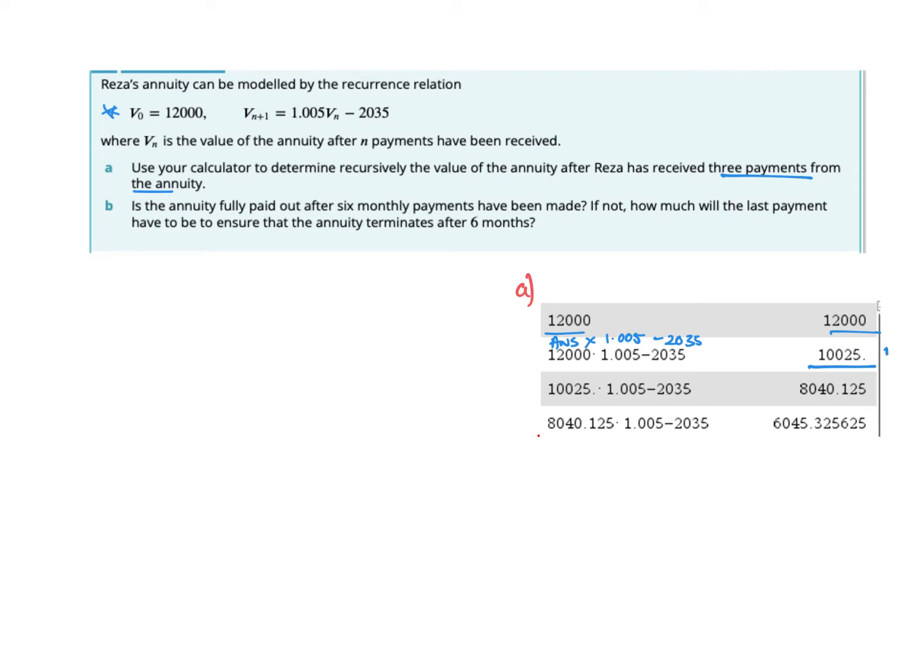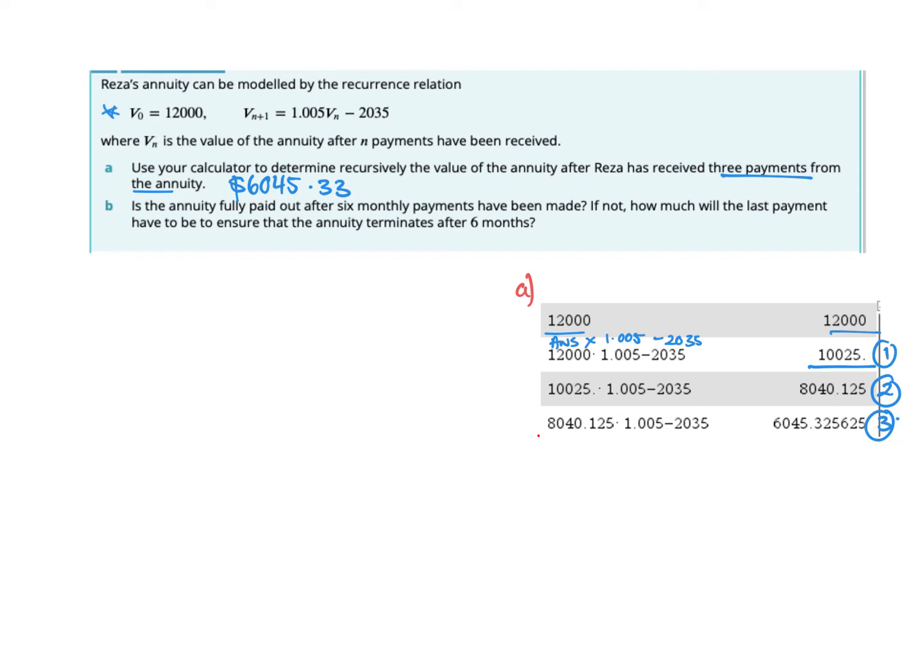So that's payment number 1. Then you just keep pressing enter. You'll get payment number 2 and then payment number 3. So when it says to find the value of the annuity, the answer for that would be 645.33. So remember, we're rounding to 2 decimal places because it's the cents.